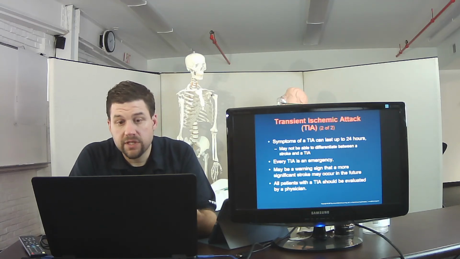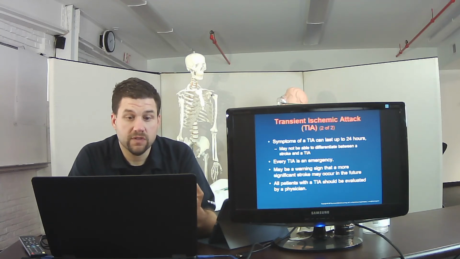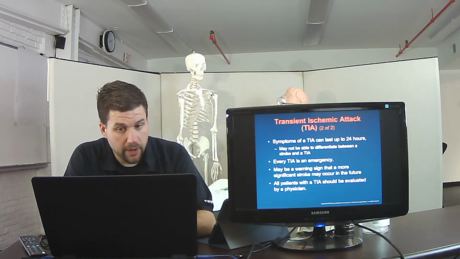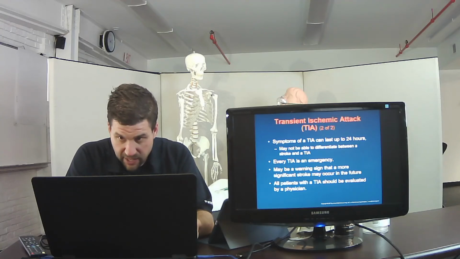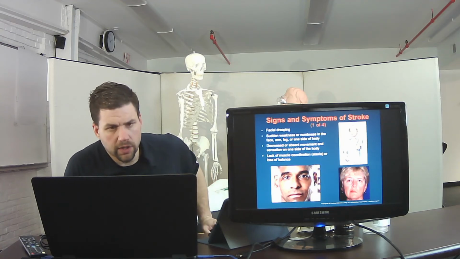We may not be able to differentiate between a stroke and a TIA if their symptoms remain persistent for us. But don't be mistaken, this is an emergency. This can be a warning sign that more significant strokes may occur in the future. All patients with a stroke or a TIA should be evaluated by a physician. So what do the signs and symptoms of a stroke look like?